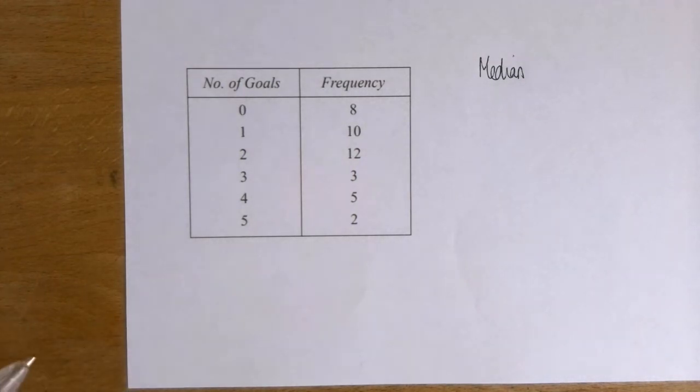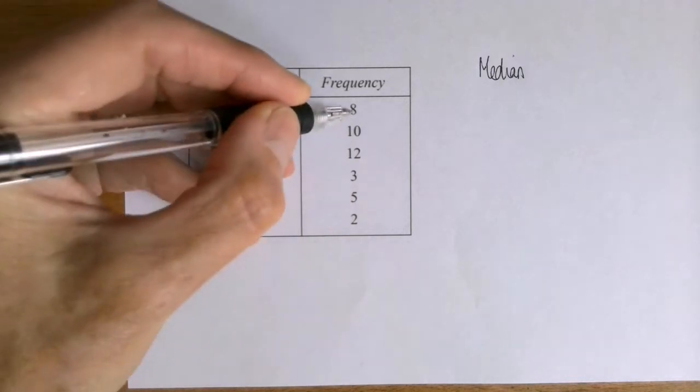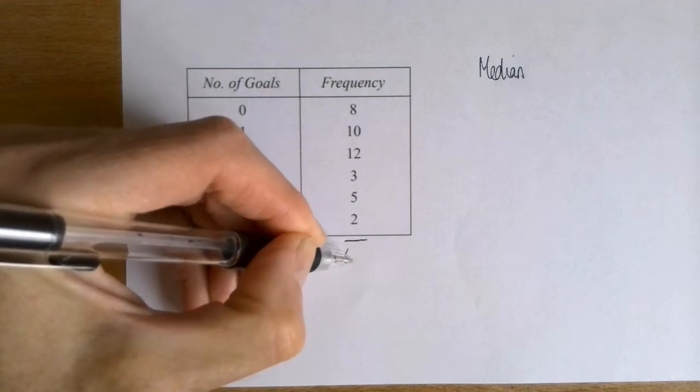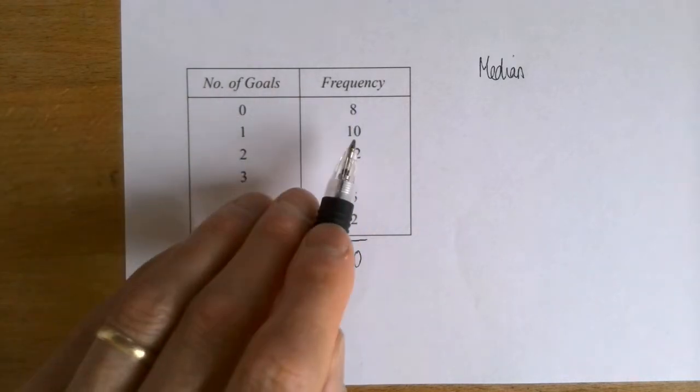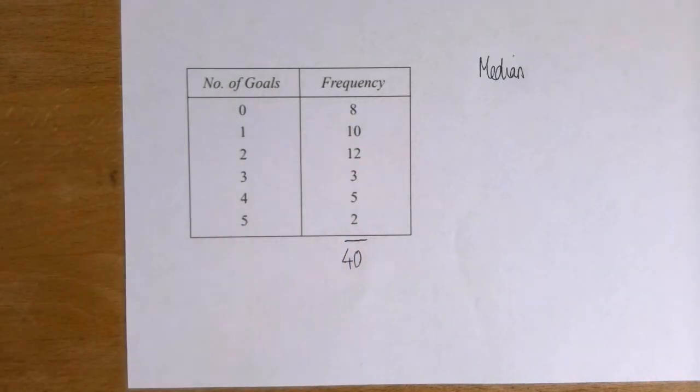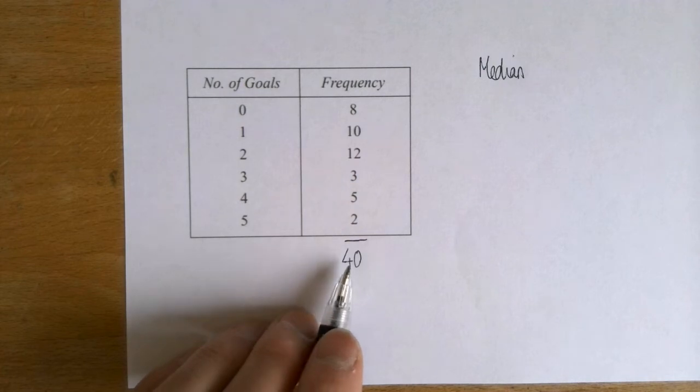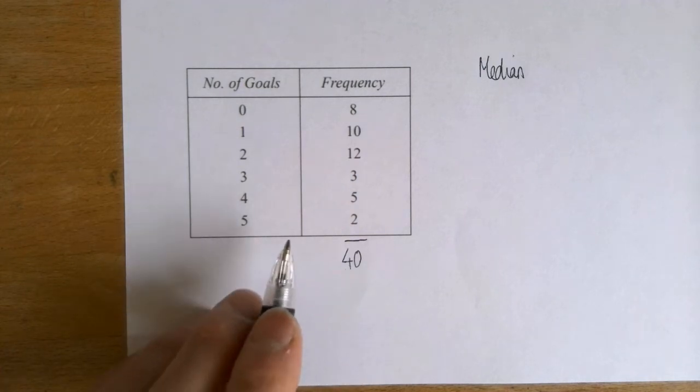The median is the middle value, and we've worked out the median from a stem and leaf diagram. We can also do it from a frequency distribution, and that's what today's lesson is about. So just like we do with the stem and leaf diagram, let's firstly ask ourselves, how many values have we got? And we get that by adding up our frequencies. So if you remember, this is the number of goals scored in 40 games of football. 8 games had no goals, 10 games had 1 goal, etc., etc. So with 40 values, where's the median?